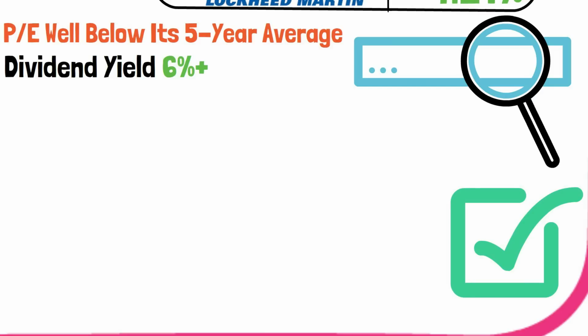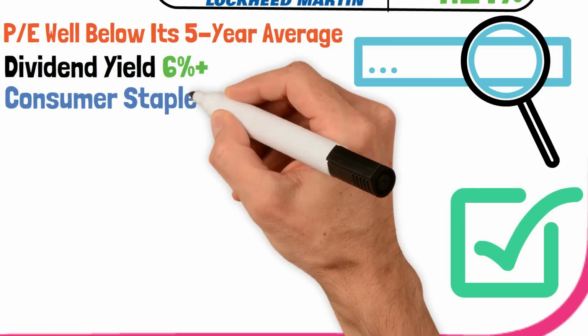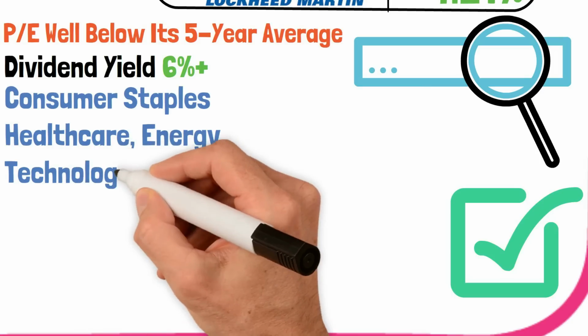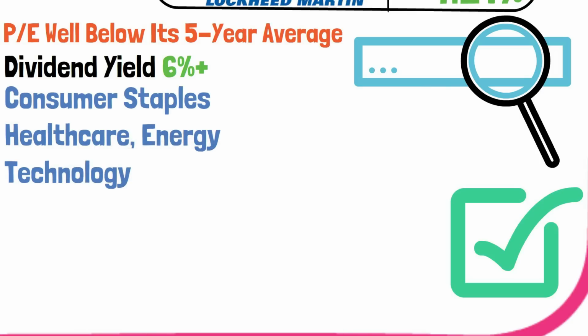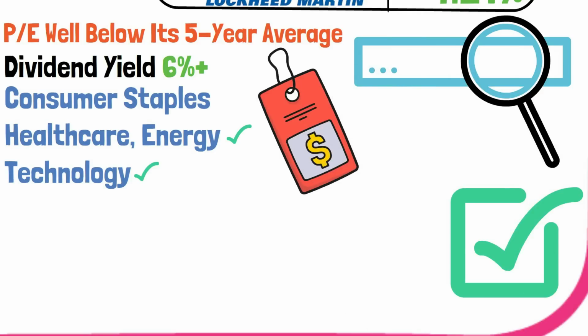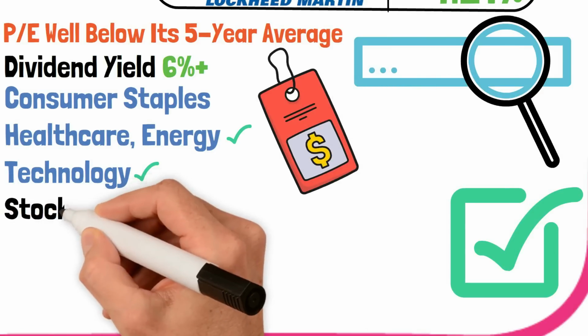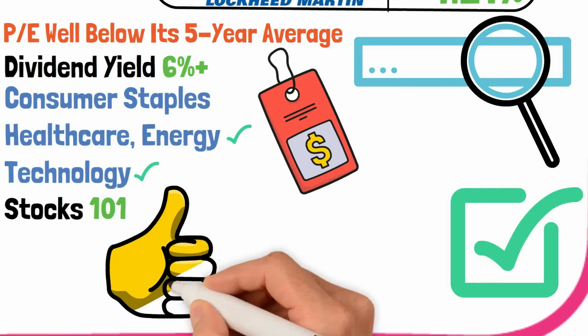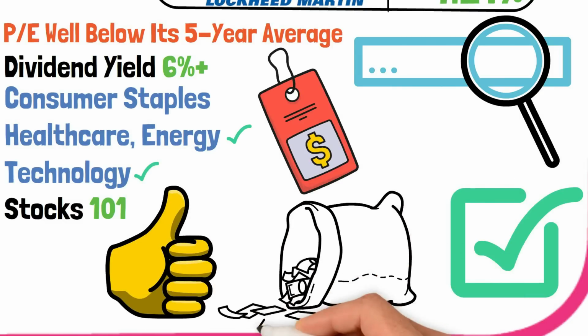SCHD's sector allocations show significant exposure to consumer staples, healthcare, energy, and technology. Our analysis reveals that certain healthcare and energy companies within SCHD are trading at substantial discounts to their historical averages. If Harry simply buys SCHD, he gets all 101 stocks. But by identifying the most undervalued components, he could potentially enhance his returns significantly.